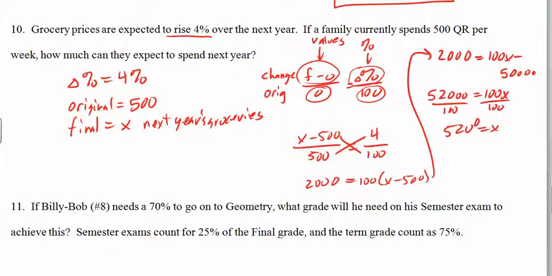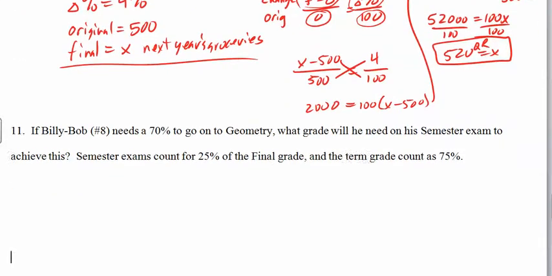Now this is in Qatari Riyal still, and that is the amount that they would expect to pay. I've defined that right there. So x is the amount they would expect to pay for next year's groceries.